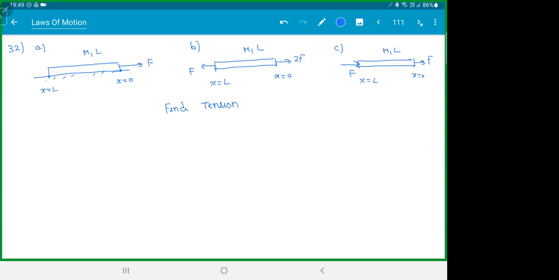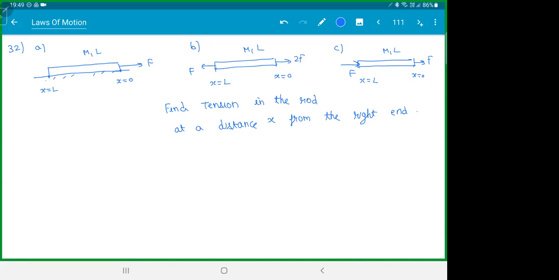3 cases. Find tension in the rod at a distance x from the right end. I can say find the tension as function of x coordinate. 3 different questions. Same rod, mass m, length L.